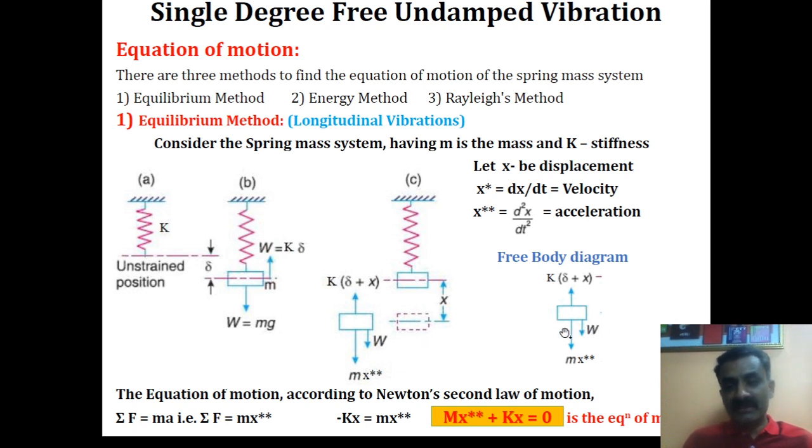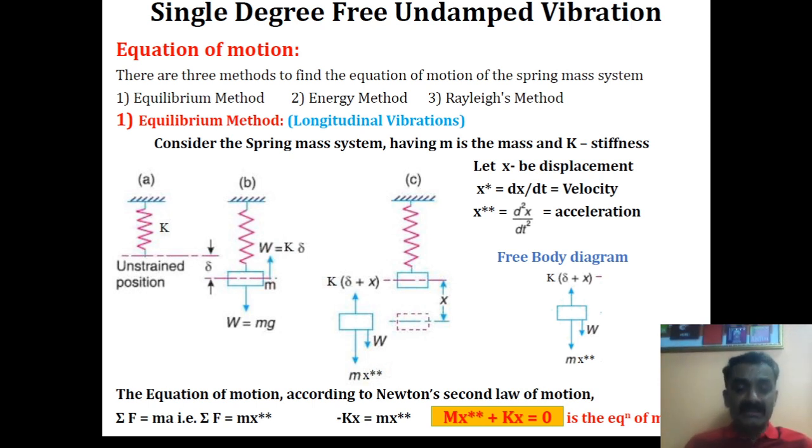If you see the free body diagram, the inertia force is acting as m x double dot, the weight of the mass is acting in the downward direction as w, and the total spring force is k times x plus delta. But if you see figure b, when the mass is attached, the weight w acting in the downward direction is equal and opposite to k delta. So k delta and w get nullified. So here it is only kx, and in the downward direction is m x double dot. According to Newton's law of motion, the summation of the forces should be equal to the inertia force. Sometimes the D'Alembert principle is also used.